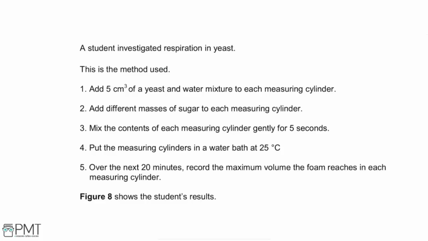A student investigated respiration in yeast. This is the method used. Add 5 centimetres cubed of a yeast and water mixture to each measuring cylinder. Add different masses of sugar to each measuring cylinder. Mix the contents of each measuring cylinder gently for 5 seconds. Put the measuring cylinders in a water bath at 25 degrees C, and over the next 20 minutes, record the maximum volume the foam reaches in each measuring cylinder. Figure 8 shows the student's results.